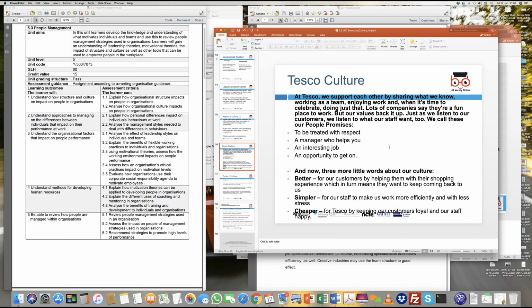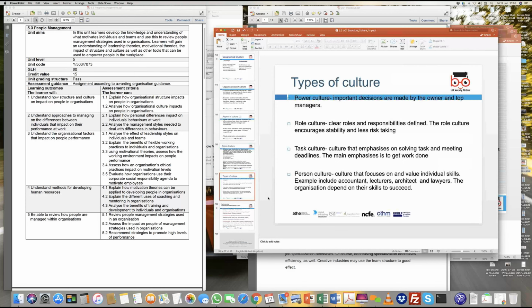And when you say every little helps, there are words which they talk about: better, simpler, cheaper. So they want their customers to get a better experience from shopping. They want the shopping experience to be simple, stress-free, and they want the products which the customers buy to be at the lowest possible prices compared to their competitors. And this then shows the culture of the organization. When we study the types of cultures, we'll correlate that to Tesco in a second.